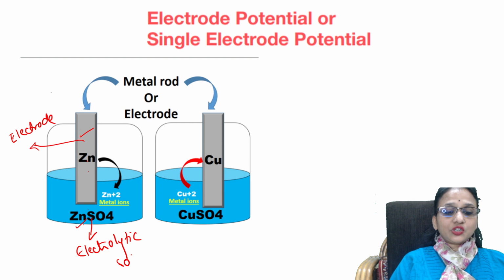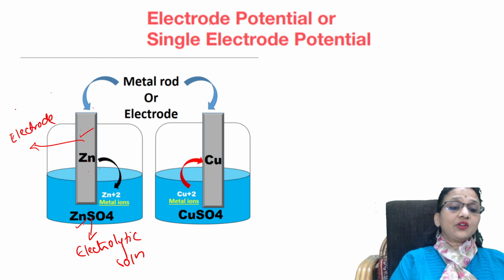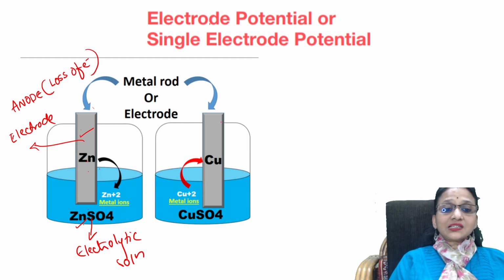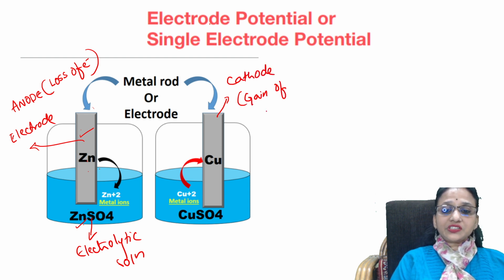Same like that, you have a copper electrode with its electrolytic solution. Important. Now, what is an electrode? We very well know the first compartment is the anodic compartment, where there is always loss of electrons. This is the cathodic compartment, where there is always gain of electrons, that is nothing but reduction. This is what we have seen yesterday.